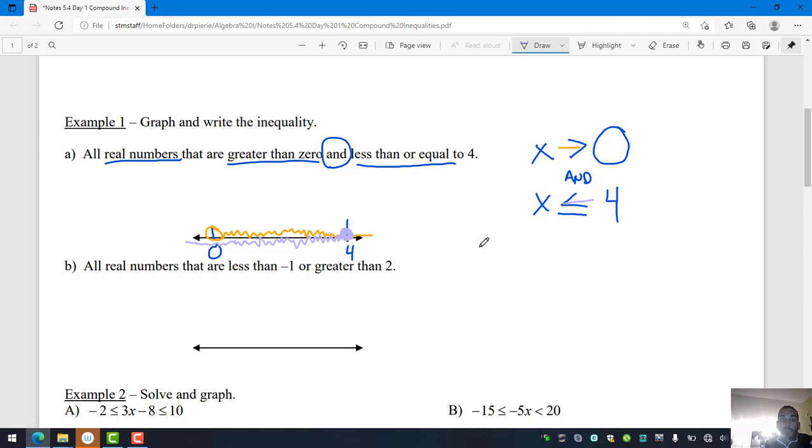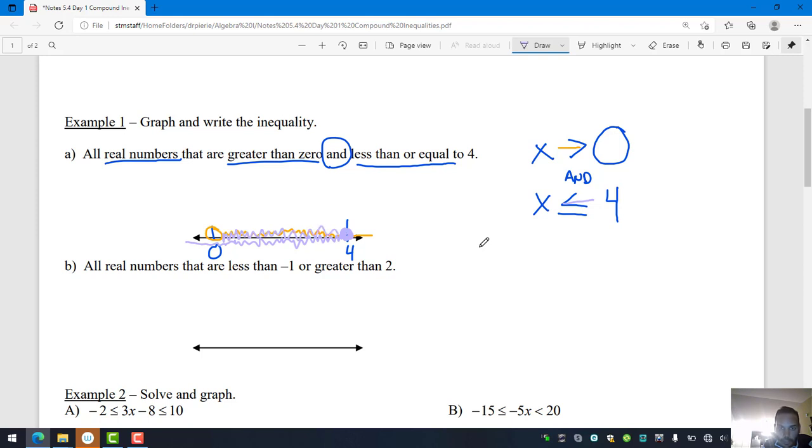Okay, so because we're looking for an "and" compound inequality, we need the space in which both of these conditions are met. What are the numbers that are both greater than 0 as well as less than or equal to 4? Okay? And it's going to be that area where the yellow and the purple collide. This is my sweet spot right here.